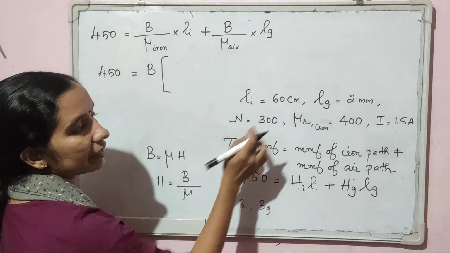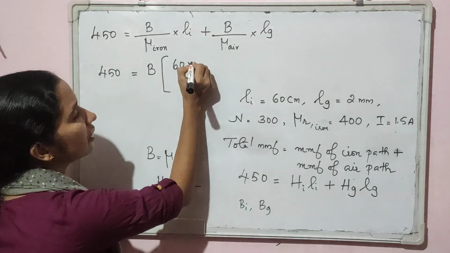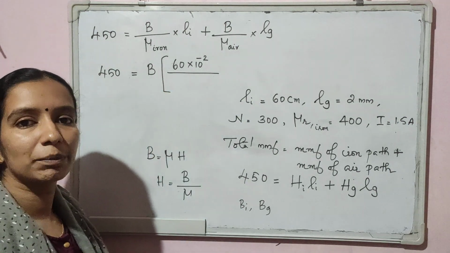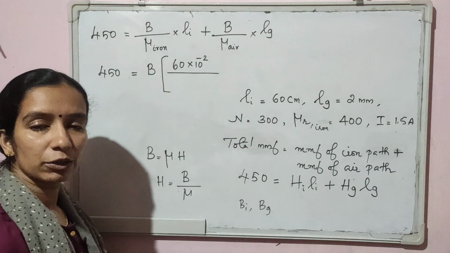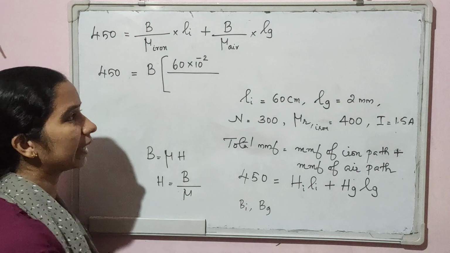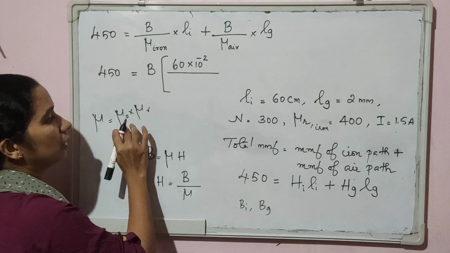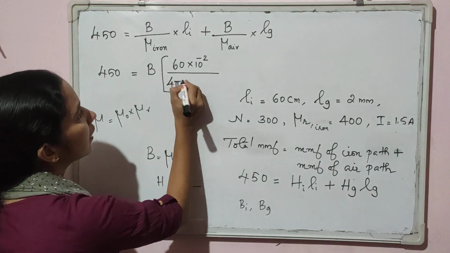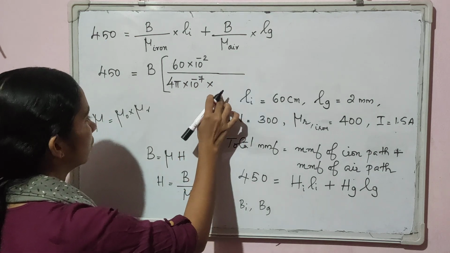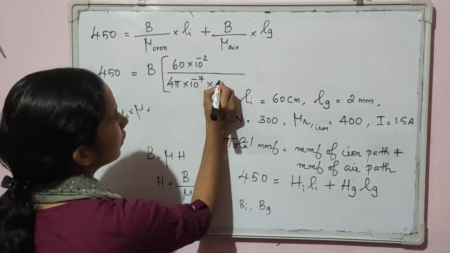length of iron is 60 centimeter. So 60 centimeter should be represented as meters. So 60 into 10 raised to minus 2 divided by mu of iron. Absolute permeability of iron is equal to mu 0 into mu r, permeability of free space into relative permeability of iron. We know that absolute permeability mu is equal to mu 0 into mu r. So mu 0 is 4 pi into 10 raised to minus 7 into mu r. Mu r for iron is given as 400.